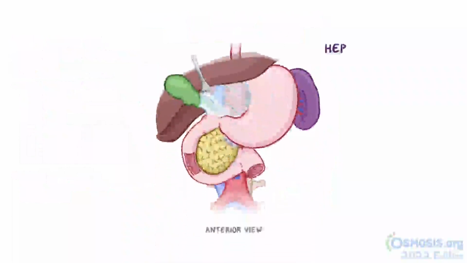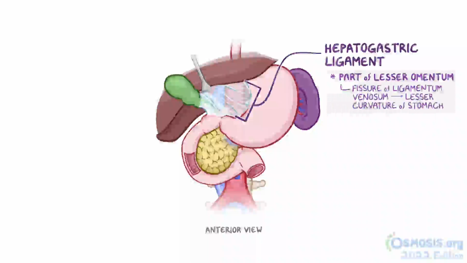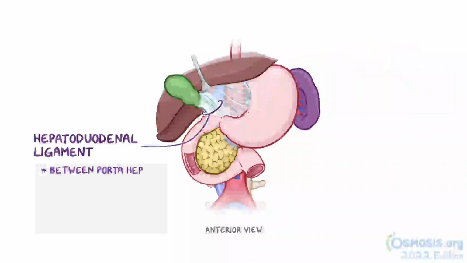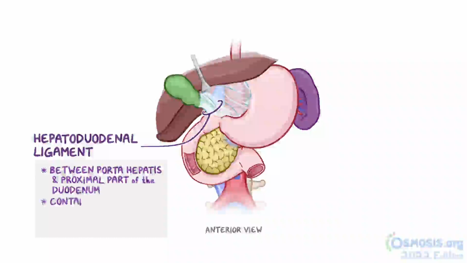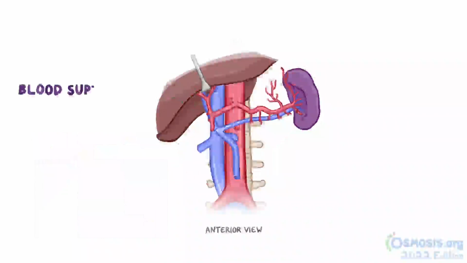Now, there is also the hepatogastric ligament, which is actually part of the lesser omentum that extends from the fissure of the ligamentum venosum to the lesser curvature of the stomach. The free edge of the lesser omentum, located postero-inferiorly to the right, is called the hepatoduodenal ligament, which extends between the porta hepatis and the proximal part of the duodenum. The hepatoduodenal ligament contains the portal triad, which consists of the bile duct, the hepatic artery proper, and the hepatic portal vein.